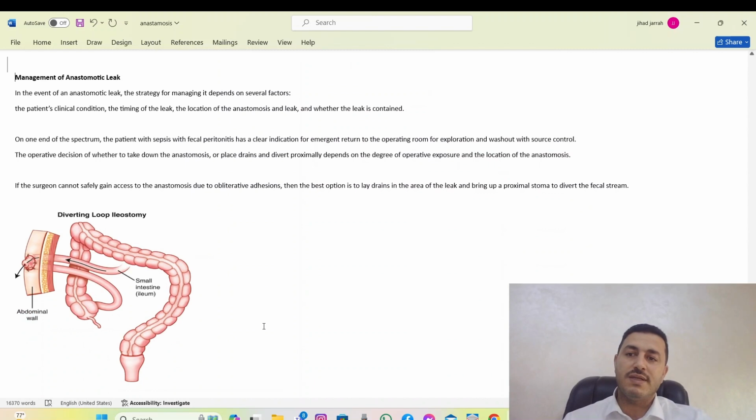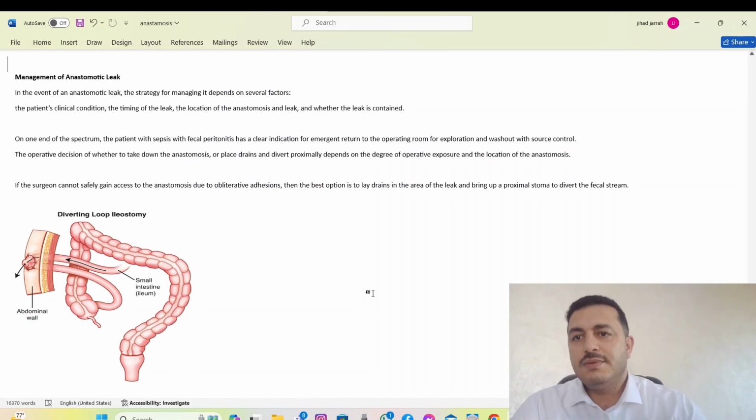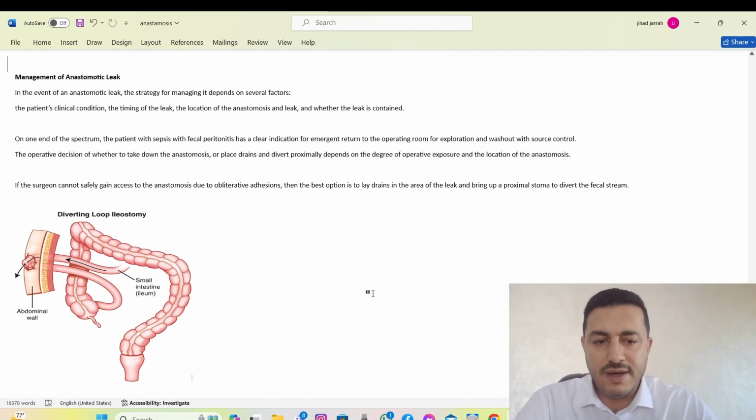Let's move to the management. Okay, management of anastomotic leaks depends on many factors. One of these factors is patient-related factors, such as whether the patient is stable or not. If he is not stable, with fecal peritonitis, etc., this is a clear indication to proceed to surgery, to reoperate.